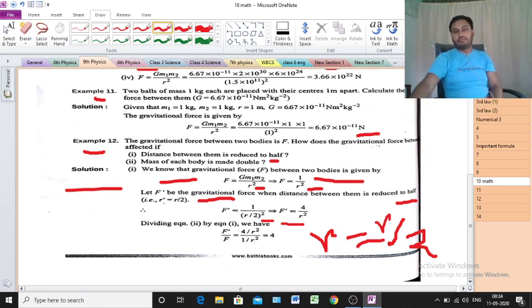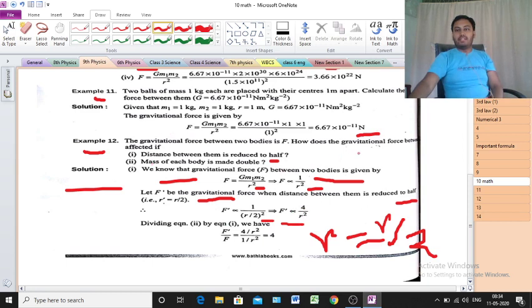Clear or not? Is there any doubt? The first time it was F proportional to 1 by r square. In the second time, when the distance is reduced to half, F prime is proportional to 4 by r square. Clear?